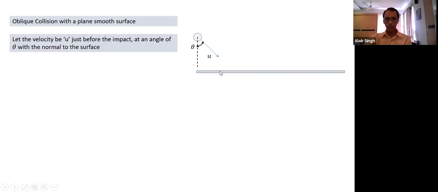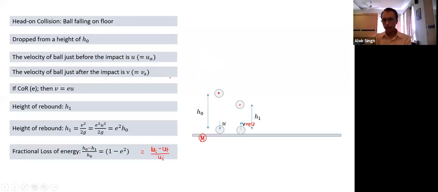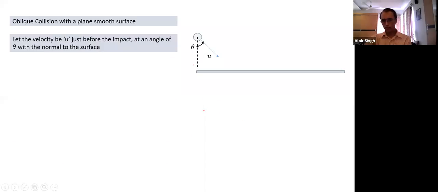How would I calculate? That's a part of collision. Let's see, the calculation is very similar to what we have done here. What we are seeing here, it hits with velocity u, it rebounds with velocity eu. This also is very similar. Let's see how we make it similar to the previous case.